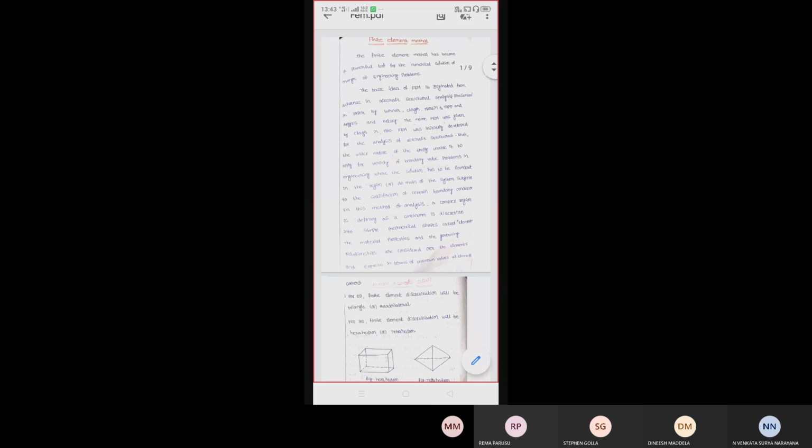Next. Here I am showing two figures. Those are for two-dimensional finite element discretization. It will be triangular or quadrilateral. Discretization means dividing; I will tell you later. For two-dimensional finite element discretization, the elements will be triangular or quadrilateral. For three-dimensional, it will be hexahedron or tetrahedron.